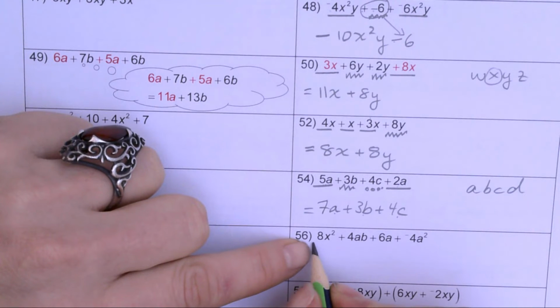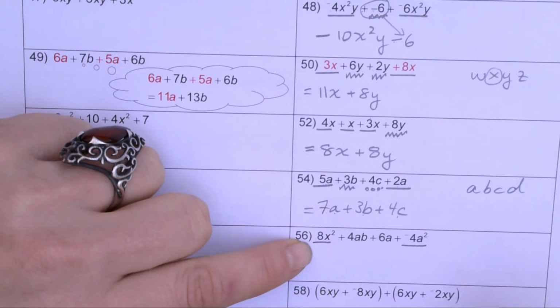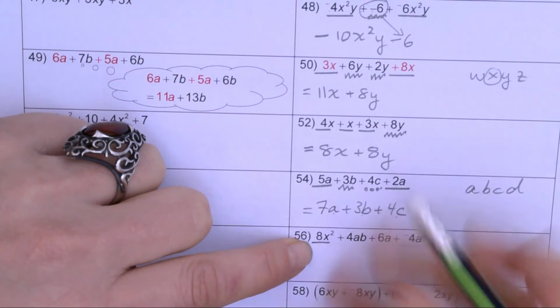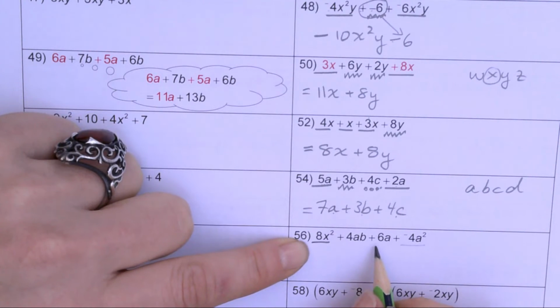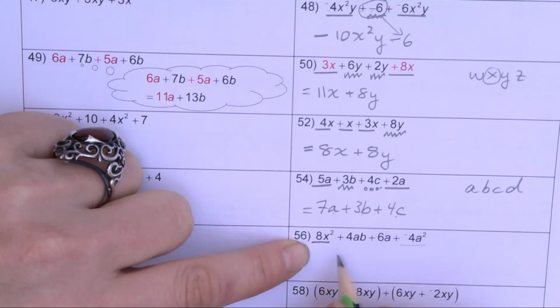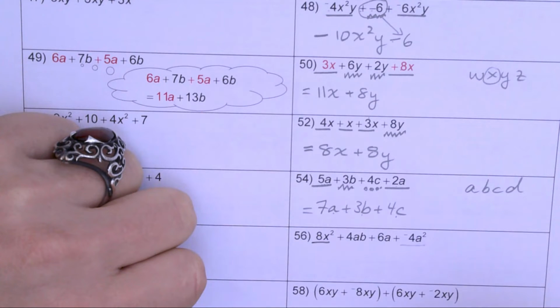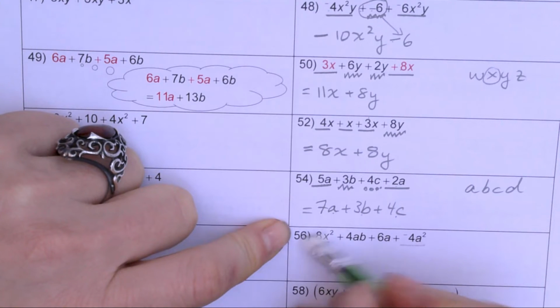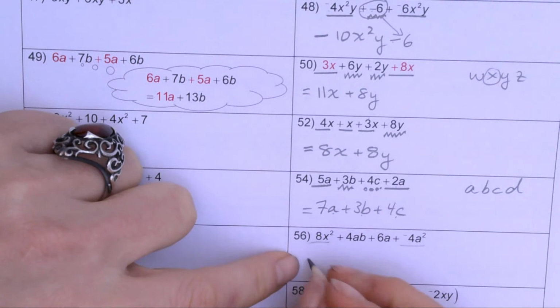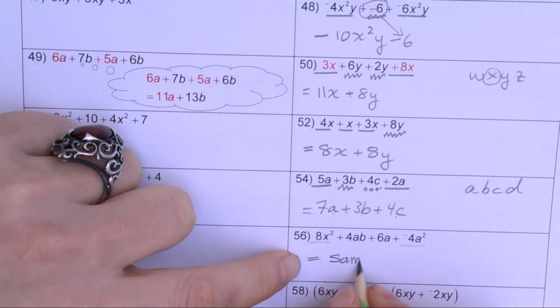Okay, here's 2 X's and 2, oops, that doesn't go together. That's an A. Look, that's an X, that's an A. They're all different. You can't put anything together. They're all unlike terms. So let's just leave it because you can't do anything with it. So I say it has to equal the same. And I would just copy it again.